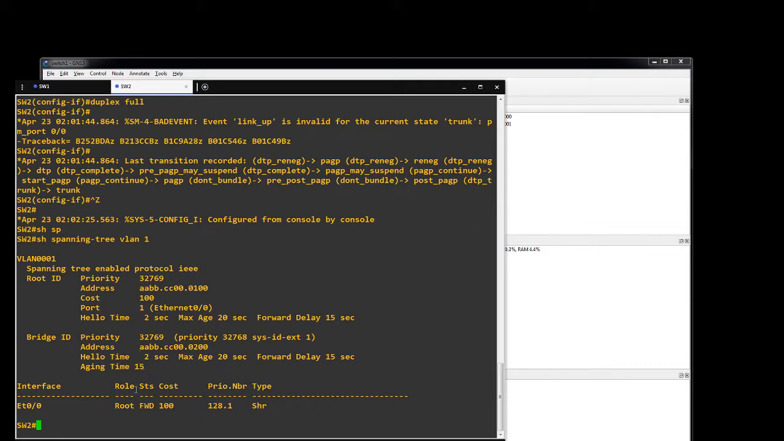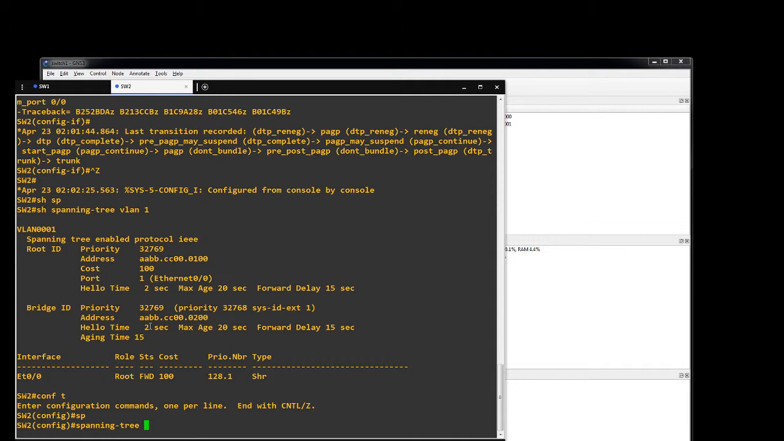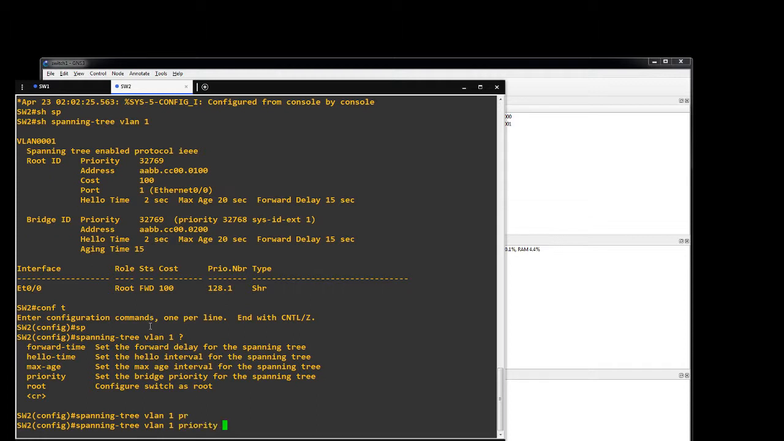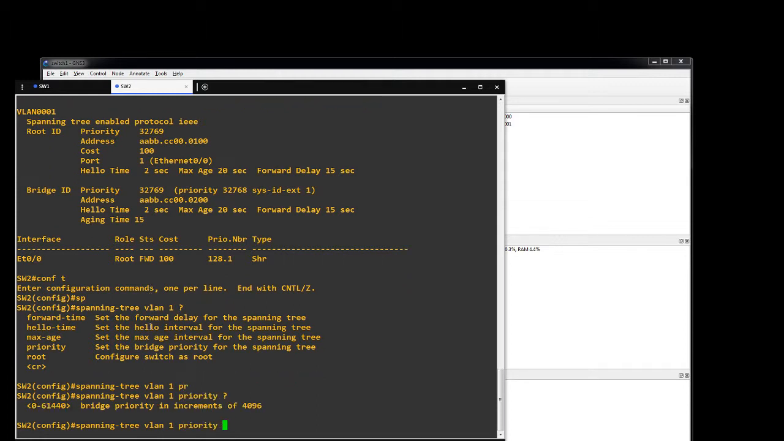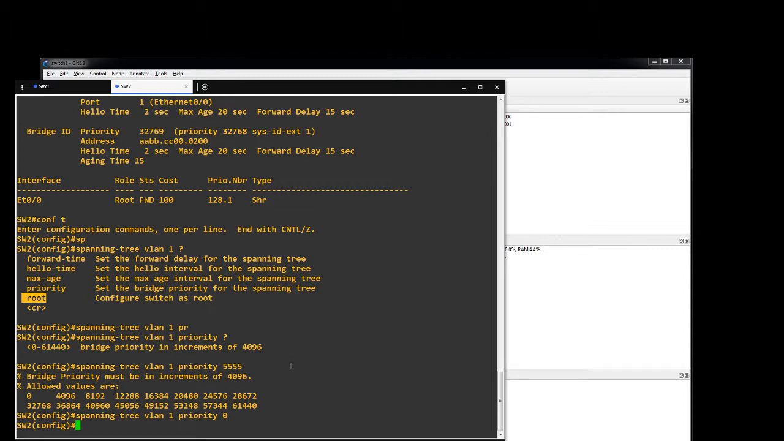Now we can actually make this switch become the root by giving it a lower priority. Spanning-tree VLAN 1. Now, if you use this root command, it's a macro that goes out and looks at what the other priority is and sets this one lower. But if you just try a question mark here, it'll give you the numbers it can be. We want this one to become root no matter what, so we change it to 0, because that's the lowest it can be.